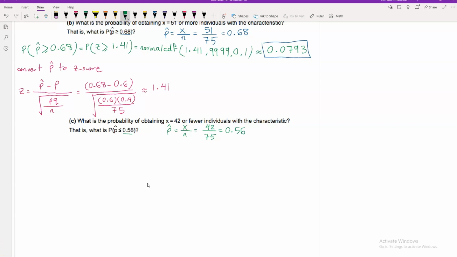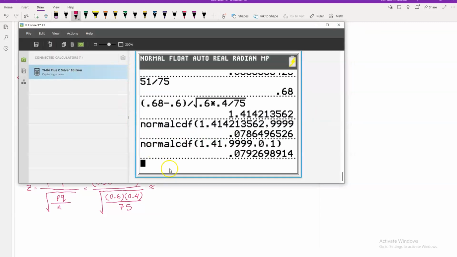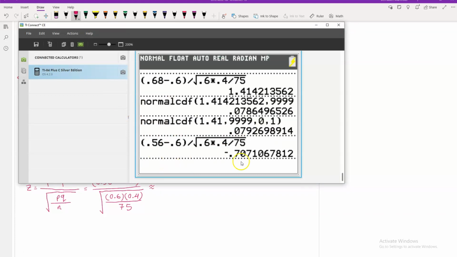Now to find the probability, first we have to convert p hat to z-score. The same as part B, converting to z-score, we have p hat minus p divided by the square root of p times q divided by n, and in this case p hat is 0.56. So the only difference between part B and C when converting to z-score is p hat, what is given in this part. Here we have 0.56, and this is our answer for z. If I round to 2 decimal places, the answer will be negative 0.71.